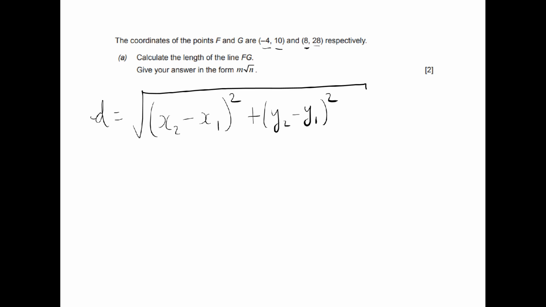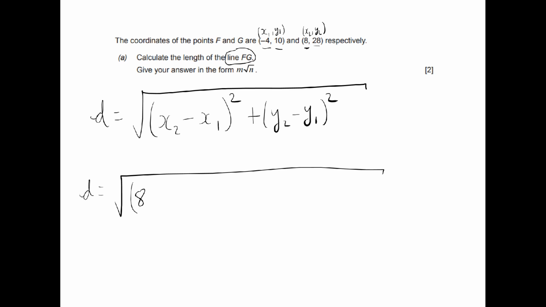In the question above, we can label the first point as x1, y1, and the second point as x2, y2. In order to find the length of the line FG, which is just the distance between F and G, we can substitute those numbers into the formula as shown. So we have square root of x2, which is 8, take away x1, which is minus 4, squared, plus y2, which is 28, take away y1, then squared.